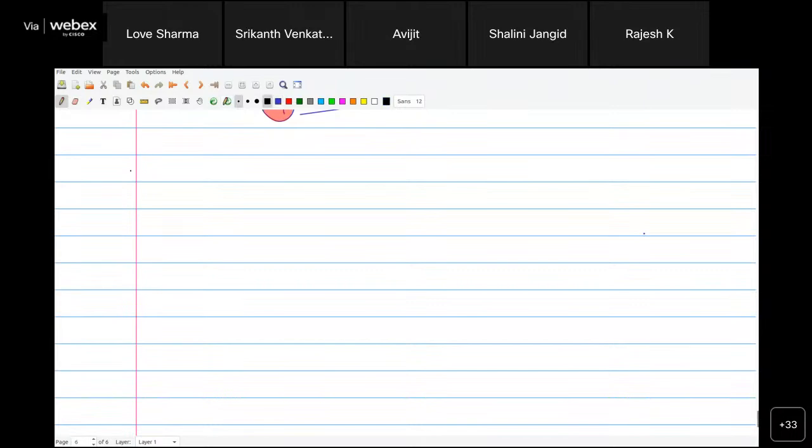So let's see what this vertex cover means. A vertex cover is a set of, so some subset of the vertex set. What you have to do is you have to pick a subset of the vertex set V.